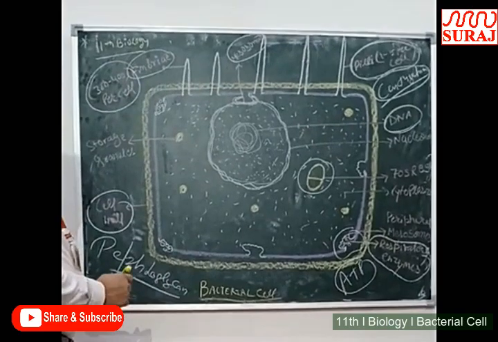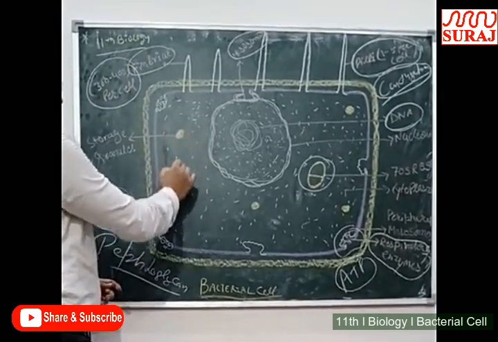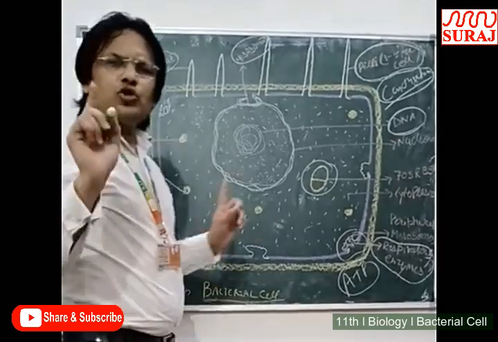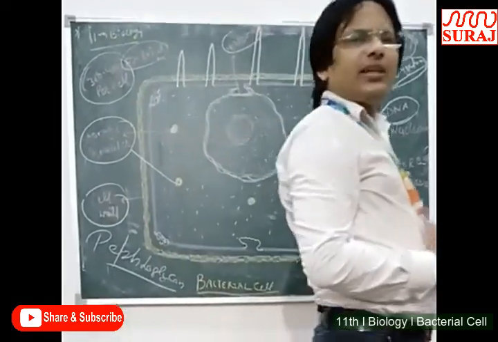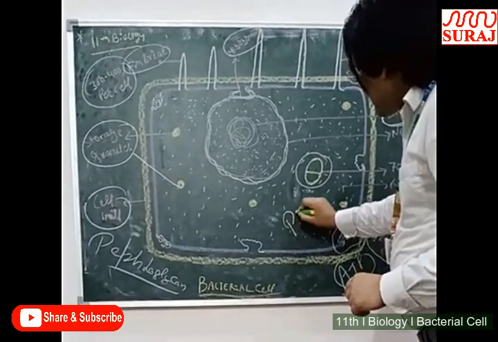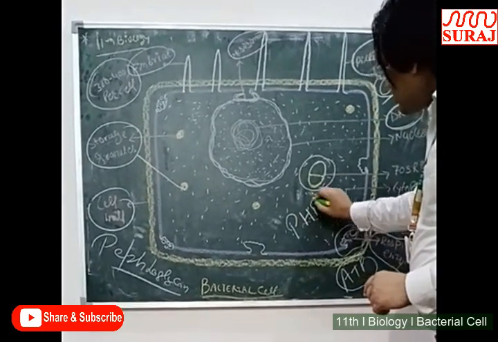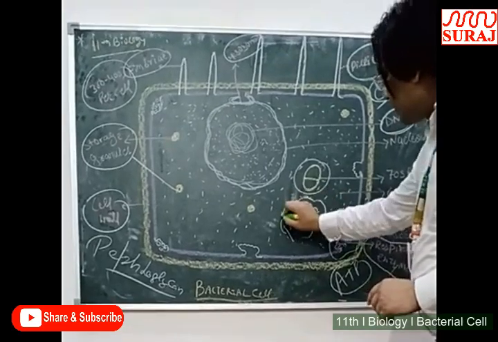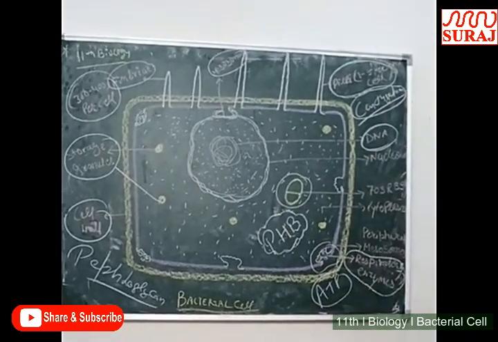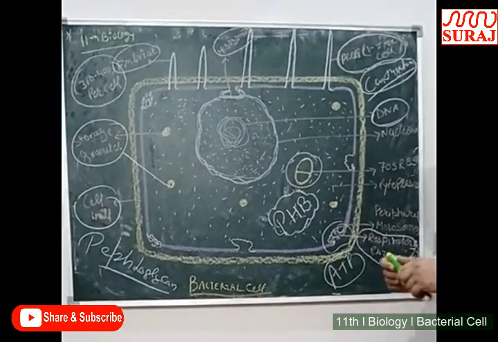Okay, next point, these are basically called storage granules, and the most common form of storage granules in bacteria is in the form of PHB. PHB, one of the major important questions. PHB stands for polyhydroxybutyrate.